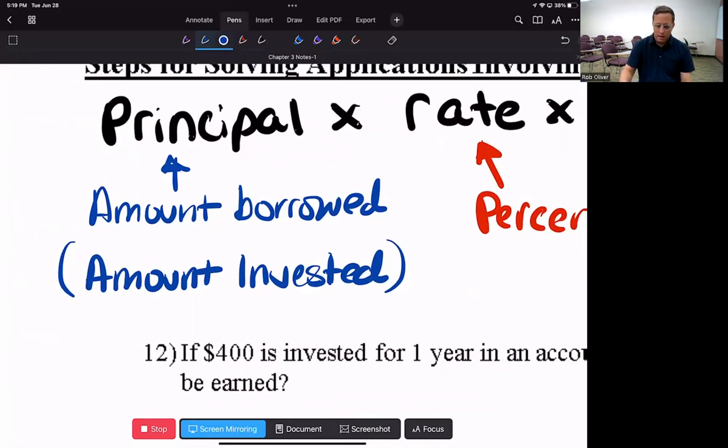It's also how much you invest. So you have so much money you want to put into an account. You have $1 million because you're rich and you're like, oh man, I just need to save this money. Then that's your principal.